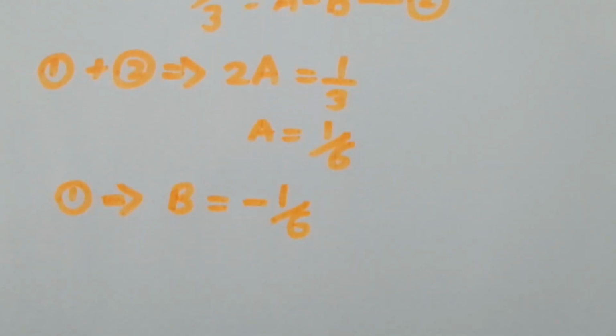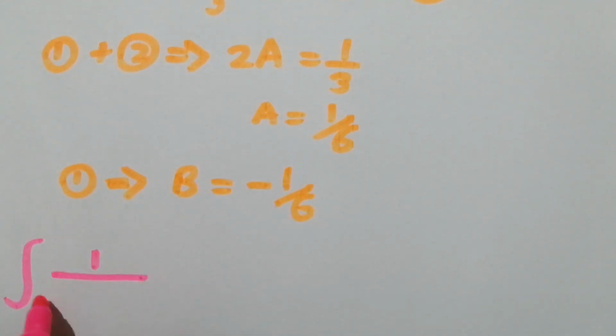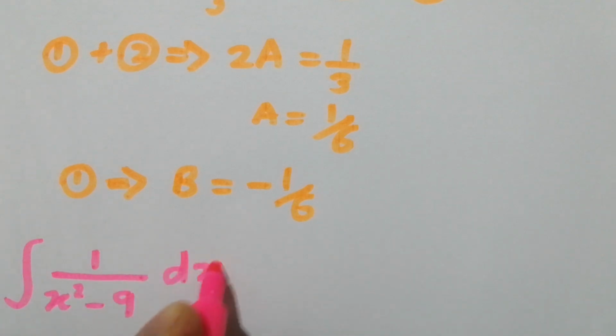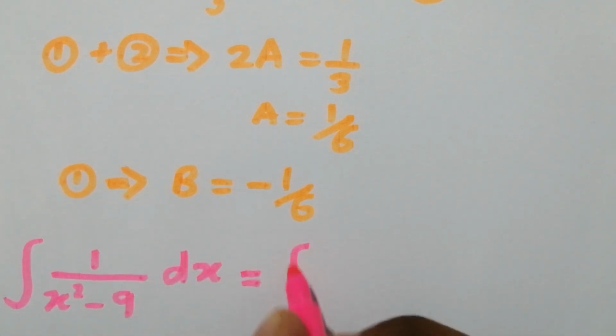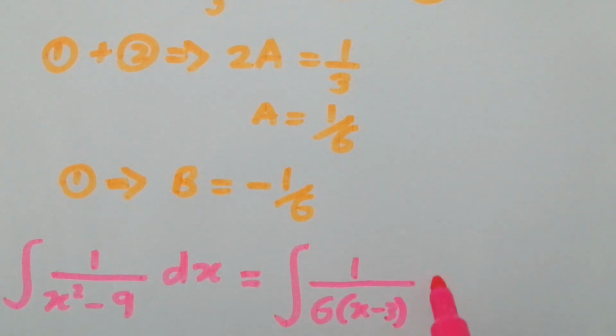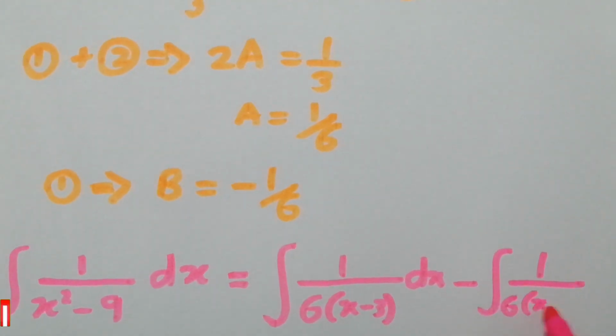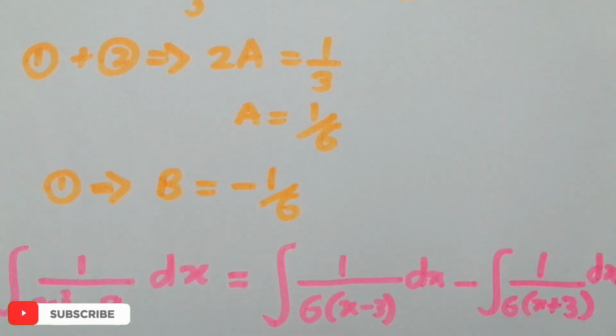write the function integral 1 upon x squared minus 9 dx as the integral of a upon x minus 3. Here a we have found as 1 upon 6, then 1 upon 6 times x minus 3 dx, plus b upon x plus 3. Here we have found b as minus 1 upon 6, then I can write minus the integral of 1 upon 6 times x plus 3 dx.